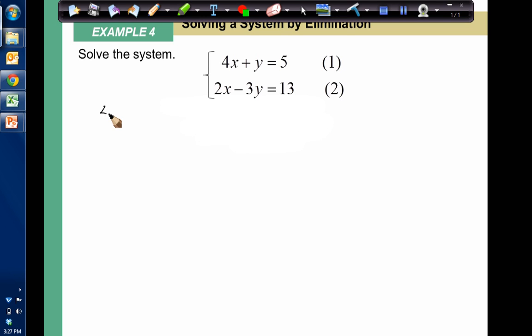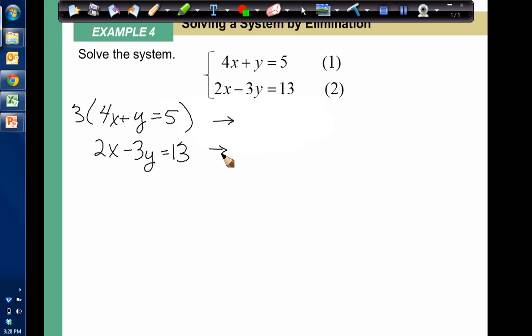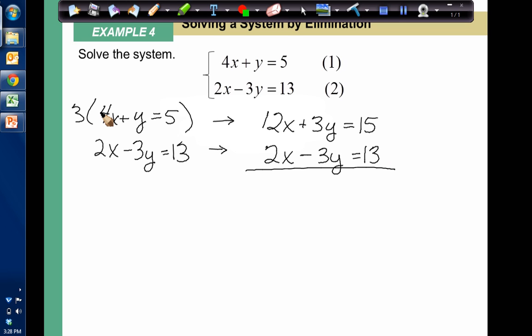So I'm going to copy down the equations: 4x plus y equals 5, and 2x minus 3y equals 13. Let's go ahead and multiply the top equation by 3, and we're going to leave the bottom equation alone. And you'll see what will happen. 12x plus 3y equals 15, and 2x minus 3y equals 13. Now that I've chosen to multiply the top equation by 3, notice I distributed the 3 to every single term in the equation.